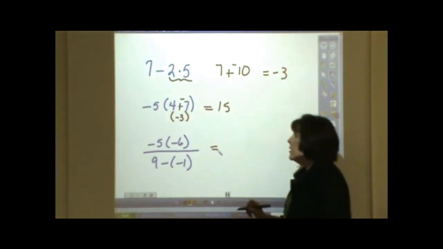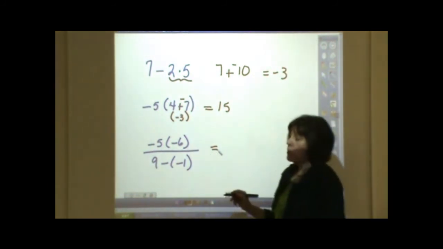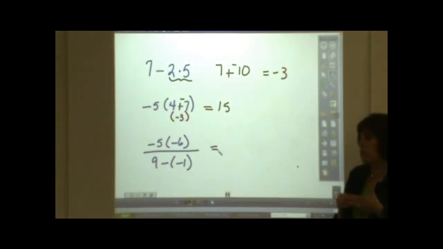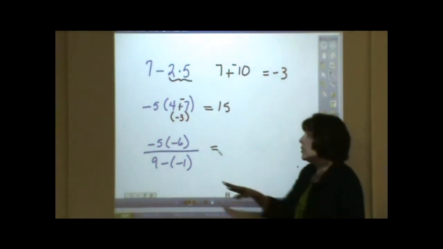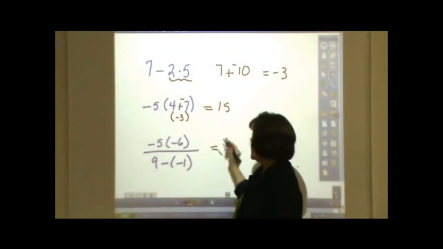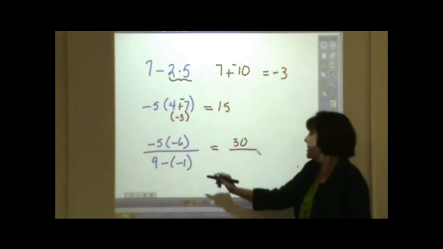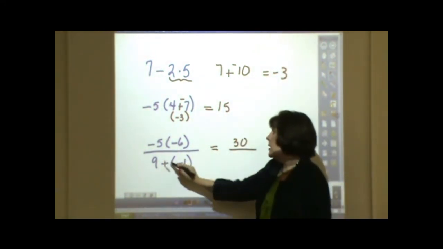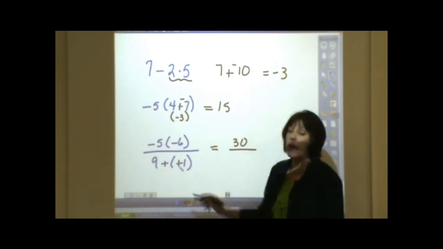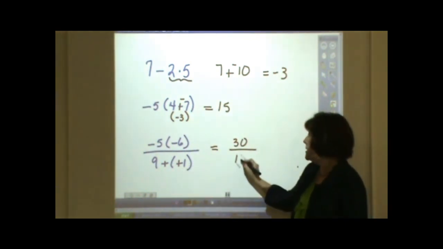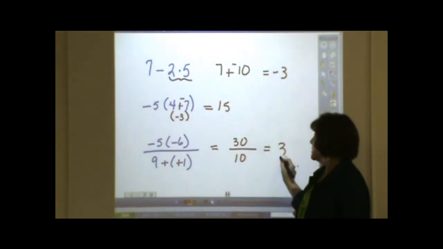Finally, remember that a division bar also works as a grouping symbol, so you want to simplify the numerator and then the denominator. In the numerator, you're multiplying. A negative times a negative gives you a positive 30. In the denominator, you're subtracting, so you change your operation to addition, and change the sign on this number to its opposite. So now we have 9 plus 1, which will give us 10. 30 divided by 10 gives a positive 3.